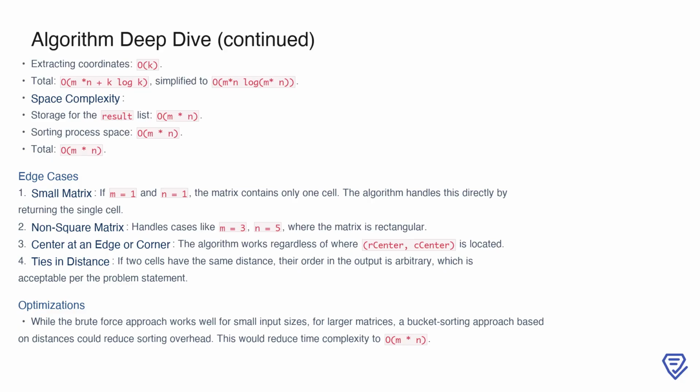For space complexity, the result list requires O(m*n) to store all cells and their distances, and the sorting process also uses O(m*n) space. Thus, the total space complexity is O(m*n).